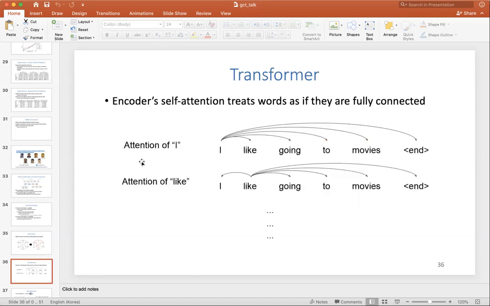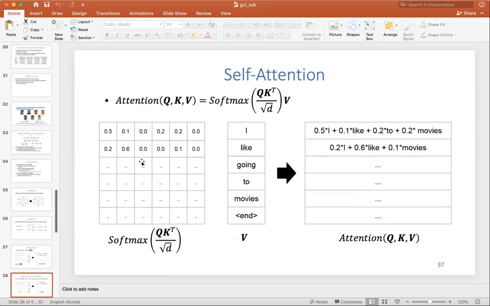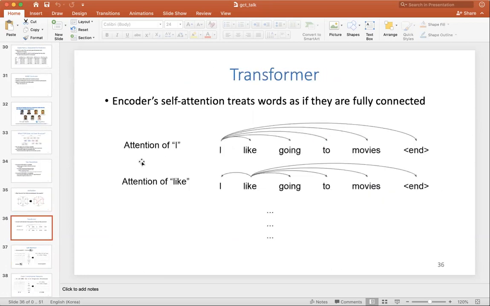I guess now is a good time to actually talk about the transformer. So the transformer is actually just an encoder.